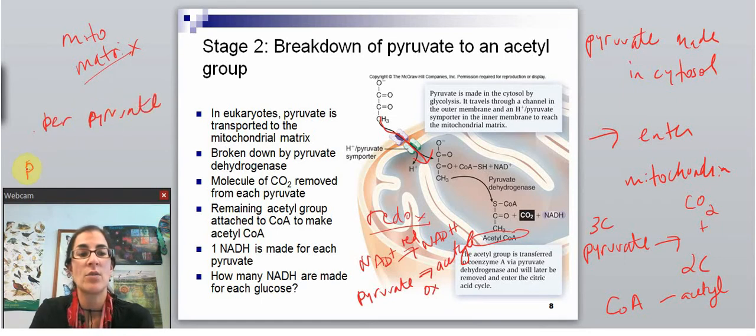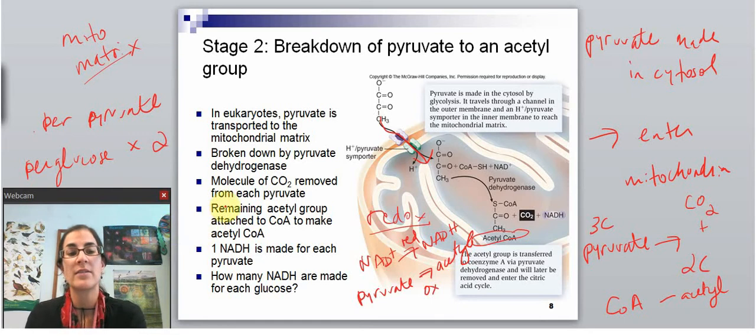So remember that in order to know what it is per glucose, we have to multiply by 2. So per glucose, we used 2 pyruvates, we made 2 acetyl-CoAs, we made 2 CO2s, and we made 2 NADHs. So from here on out, we're always asking ourselves how many times per reaction and how many times per glucose.